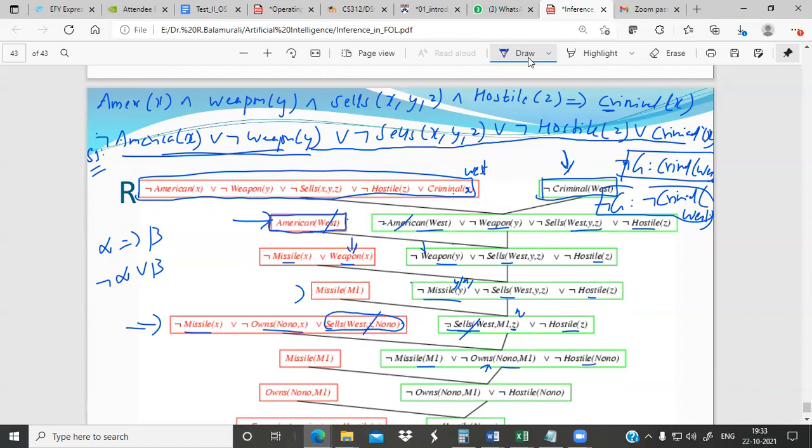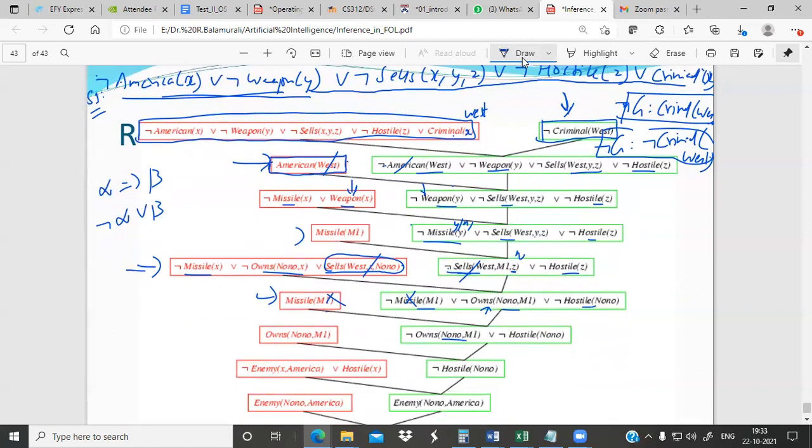Again, we have a statement in the knowledge base which says that M1 is a missile. So this and this will be cancelled out, and you will have not Nono owns M1, and Nono is not hostile. Again, in the knowledge base, we have Nono owns M1. So this and this will be cancelled out. Then we have not hostile of Nono. Again, in the knowledge base, we have this statement.